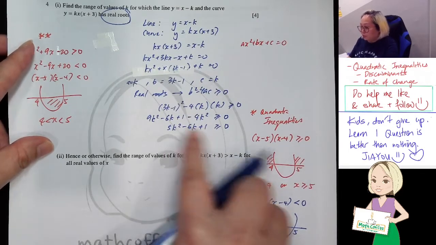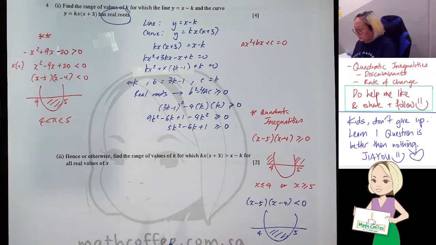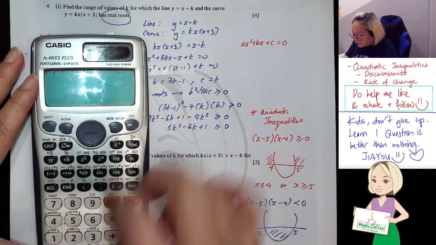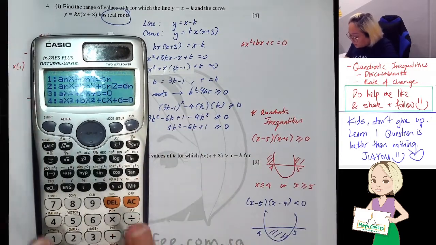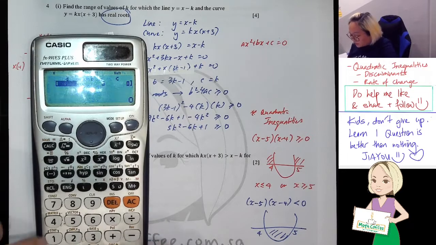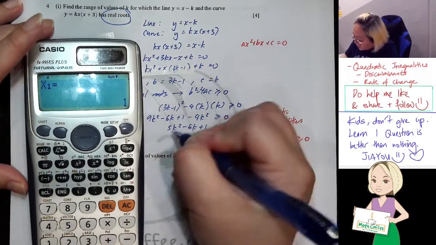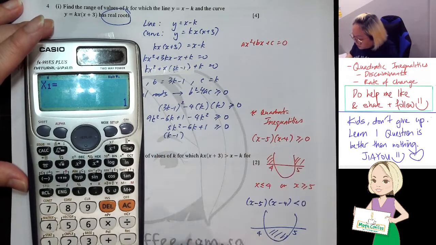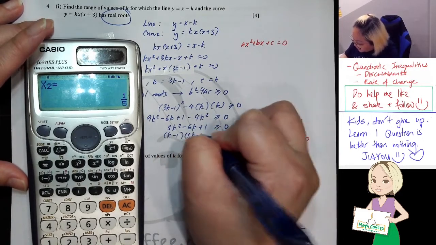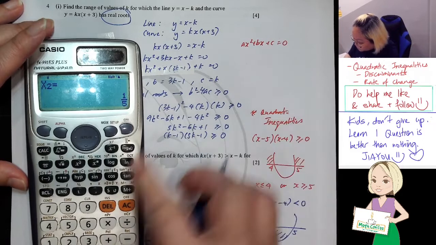Okay, so let's come back to solve this one. I'm supposed to factorize this. This is solving equation, but for me I use it for factorization. 5 minus 6 and 1. So I have (5k minus 1)(k minus 1) more than or equal to 0.